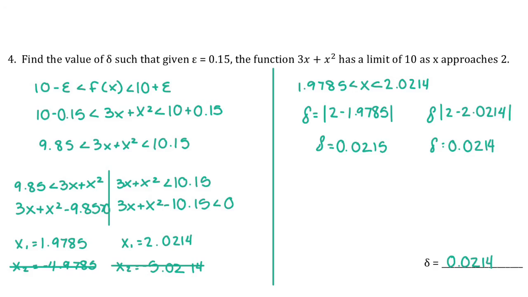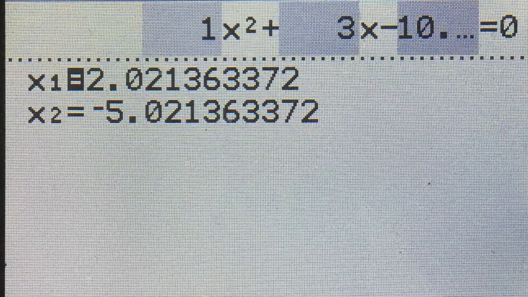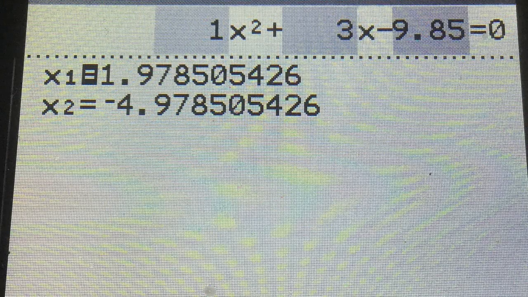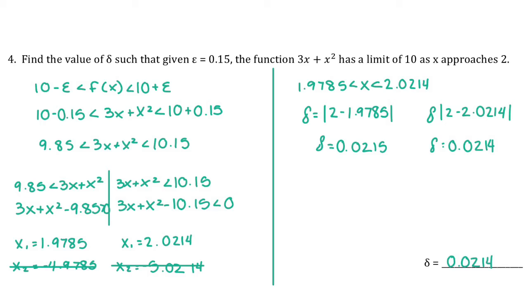And then you plug both of those into your calculator. Using PolySmlt, you get these answers. You cross out the answer for the inequality that is farther away from x approaching 2. So you keep x equals 1.9785 and x equals 2.0214 because they're both closest to 2.